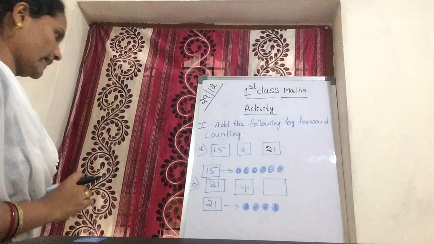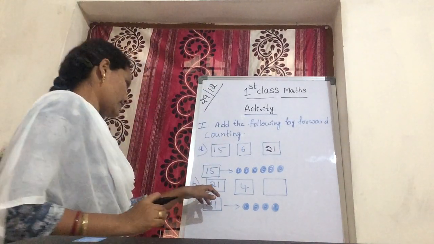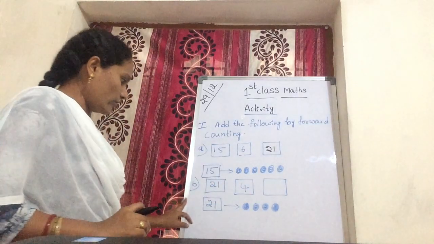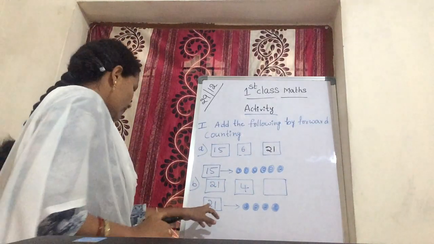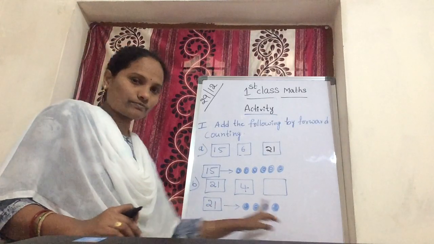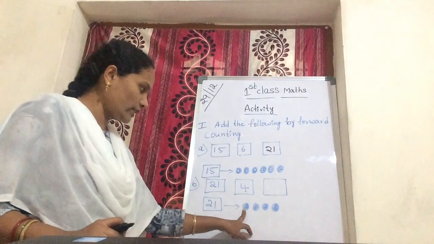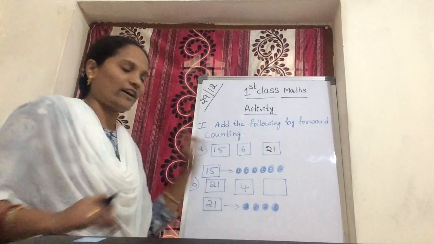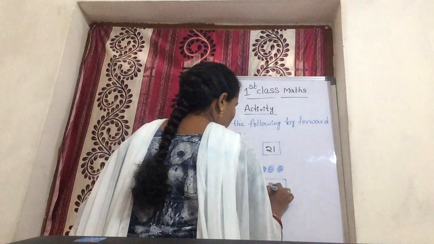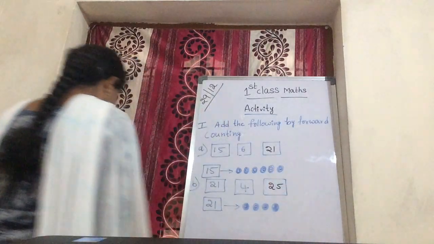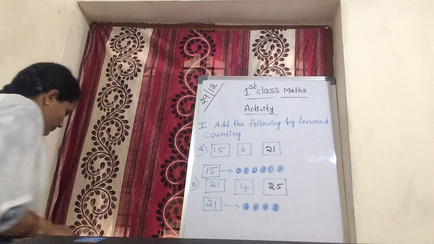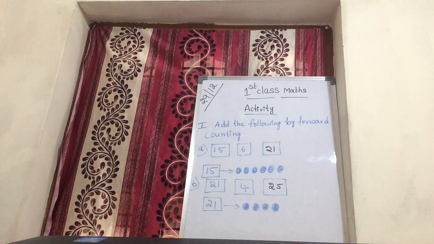21. Now next, again here we get some numbers, that is 21 plus 4. You are counting the same as this. 21 after, you are counting: 22, 23, 24 and 25. Write in this box 25. Okay. Now please copy it first.